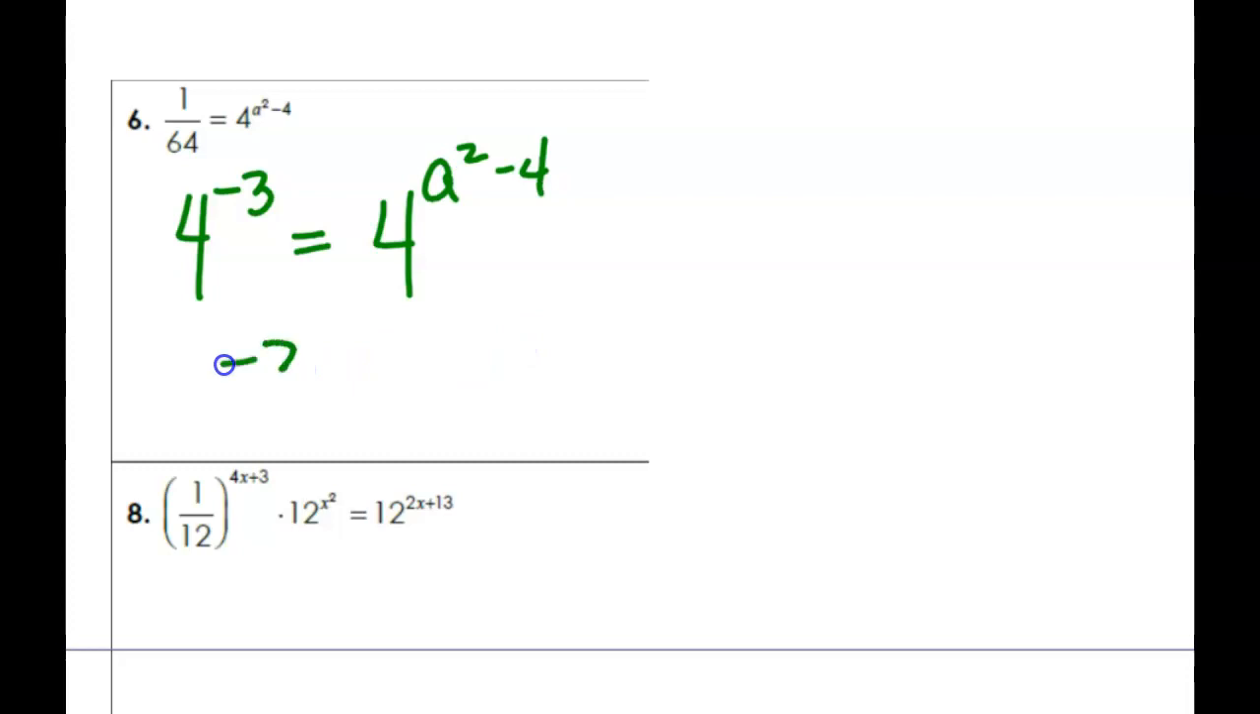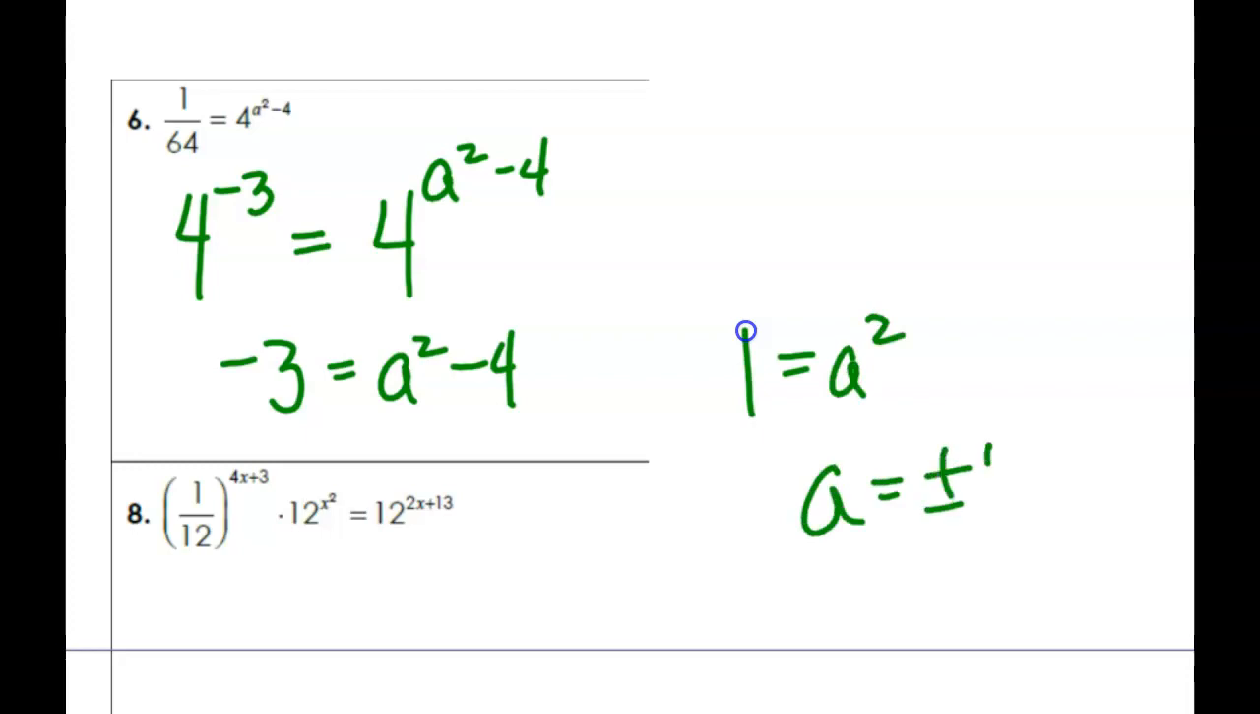So now we can take those exponents and set them equal, add the 4 over here, and we would get a equals plus or minus 1. Is there any reason a can't be negative if the first thing you're going to do when you put it back in is square it? No, so this one you get to keep both of those.